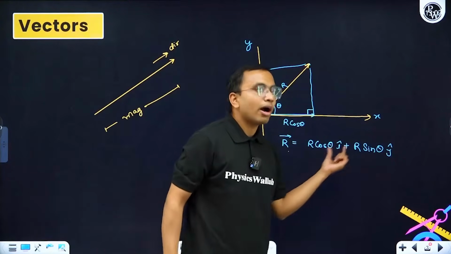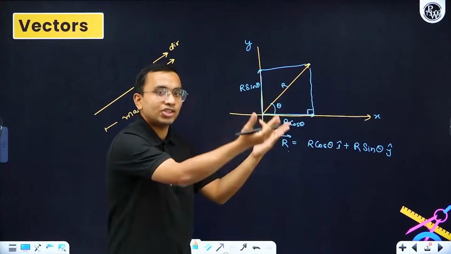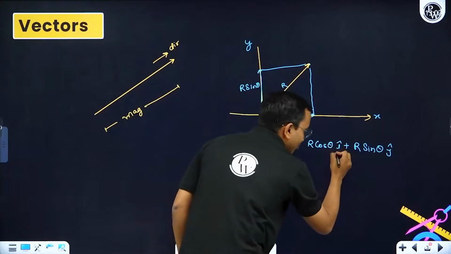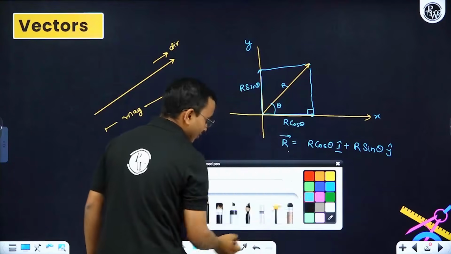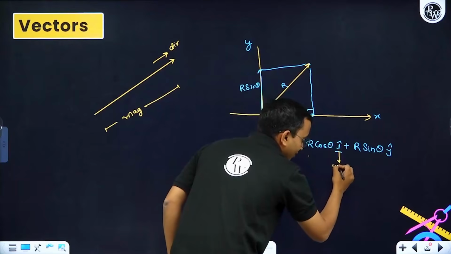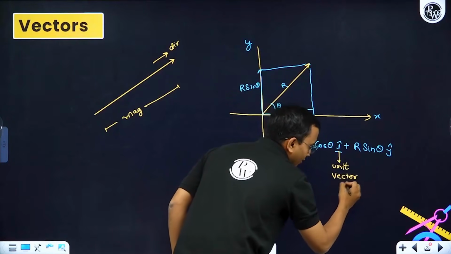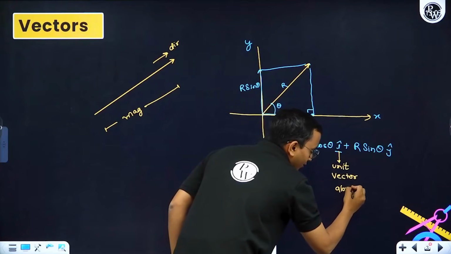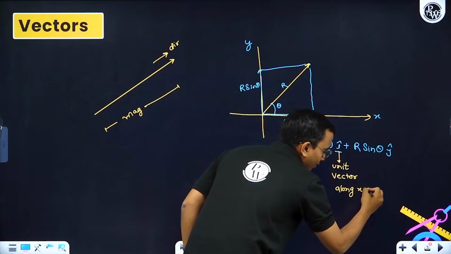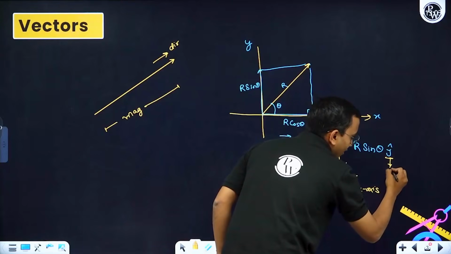i cap and j cap are the unit vectors. Their magnitude is 1, but they show the direction. So this is my unit vector along the x-axis, and this is my unit vector along the y-axis.